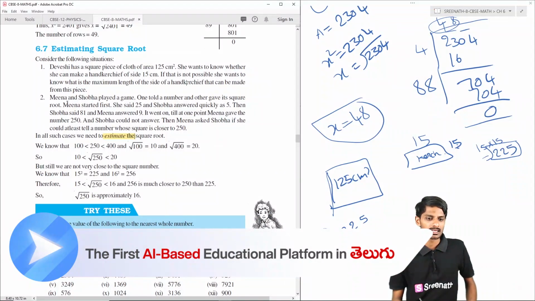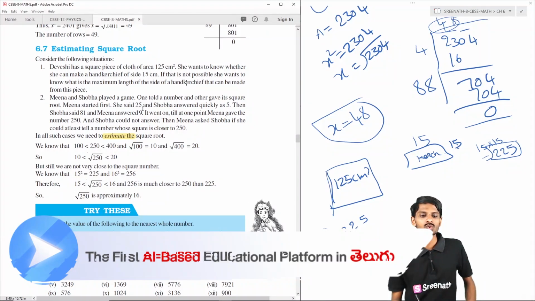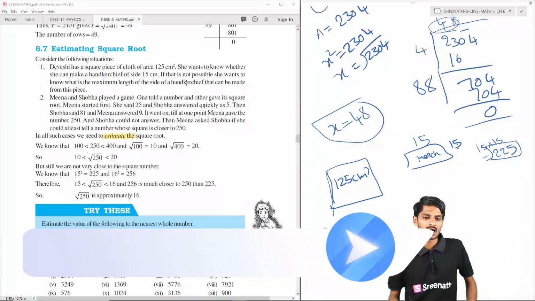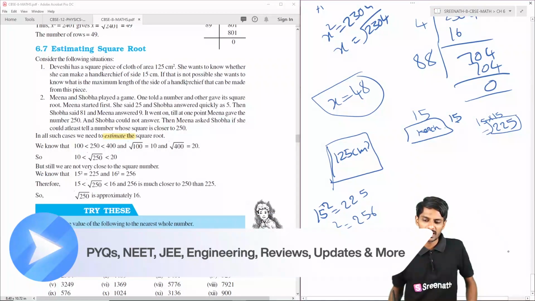So here there is another thing. Meena and Shobha played a game. One told a number and the other gave its square root. Okay. So Meena started first. She said 25. And Shobha answered 5. So they are playing some game, students.